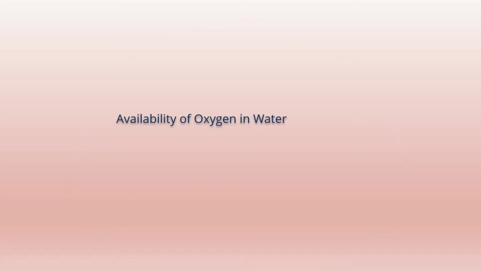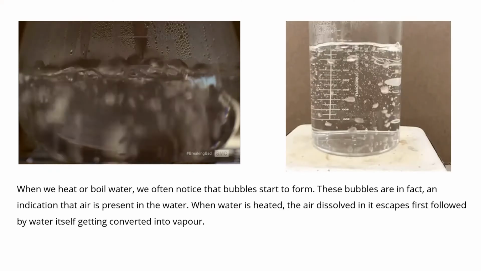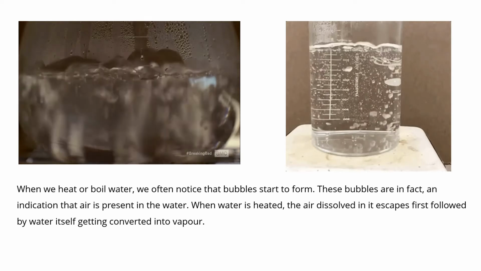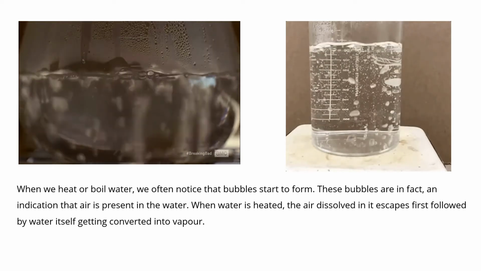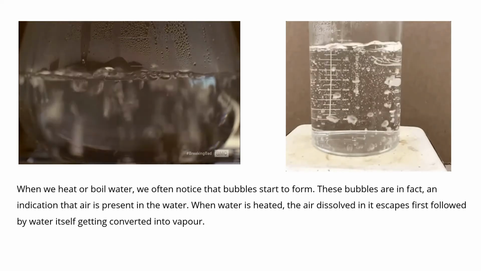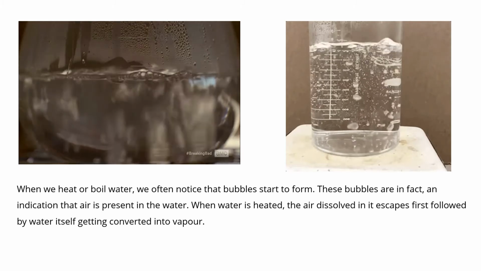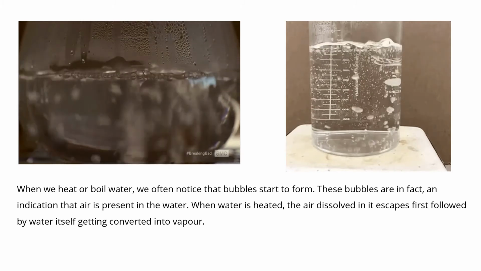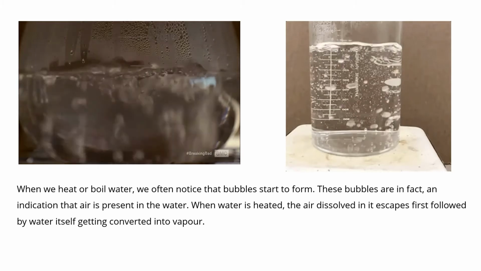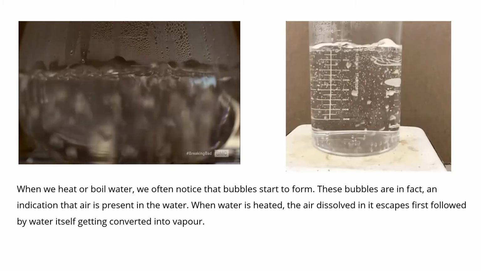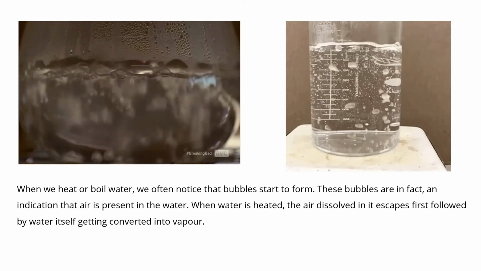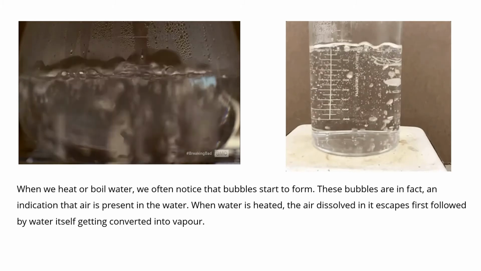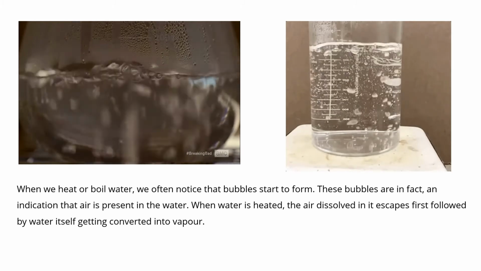Availability of oxygen in water. When we heat or boil water, we often notice that bubbles start to form. These bubbles are in fact an indication that air is present in the water. When water is heated, the air dissolved in it escapes first, followed by water itself getting converted into vapor.